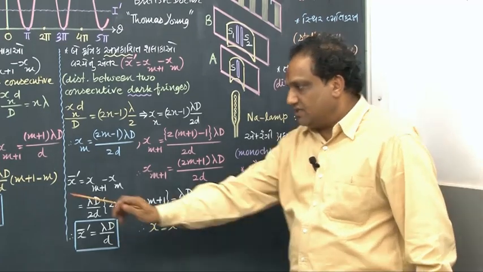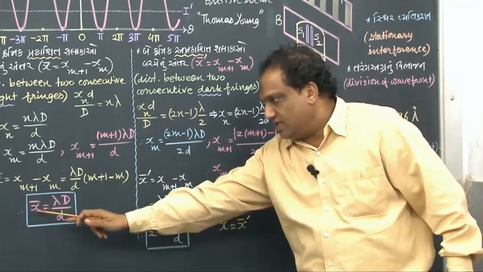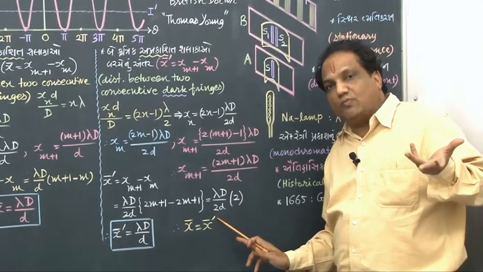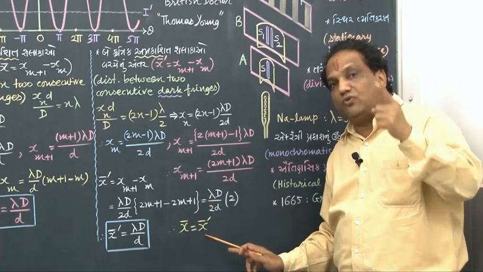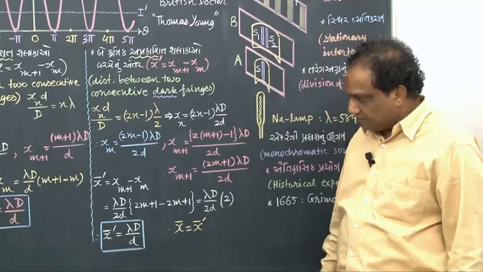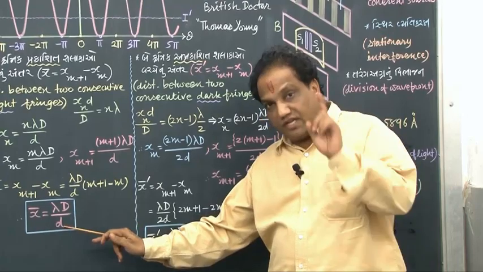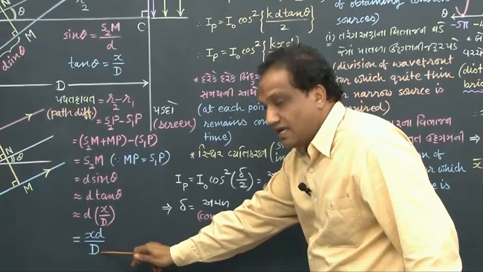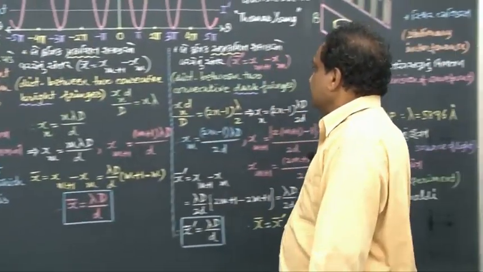Now match the right hand sides. Right hand sides are same, so left hand sides also must be same. X bar must be equal to x bar dash. So what have we proved? The distance between two consecutive bright fringes and the distance between two consecutive dark fringes are same. Mind well, here capital D is in the numerator, small d in the denominator; there small d is in the numerator, capital D in the denominator. Don't get confused. Okay? Fine.